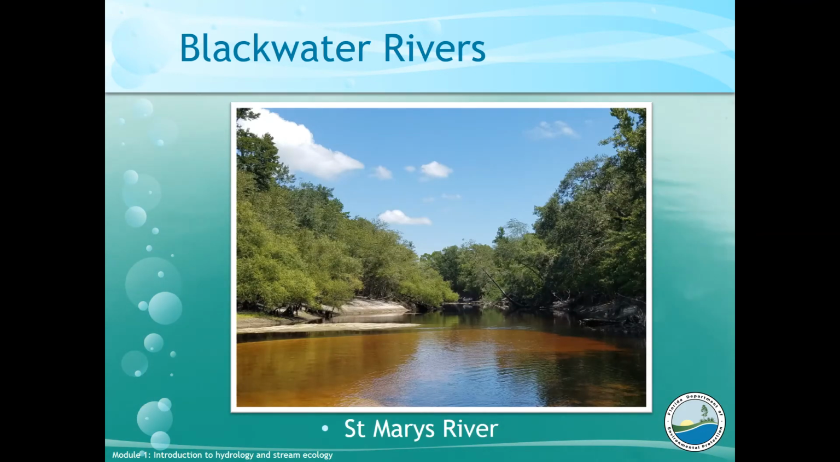Blackwater streams and rivers typically drain extensive low-lying wetlands. This results in the water being a dark stained color from the decomposing plant materials in the surrounding watershed. These are the most common stream types in the southeastern coastal plains. Examples include the Ocilla, Sopchoppy, St. Marys, and Peace rivers. In this photograph of the St. Marys River, you can see that the water is clear, but it has a dark color to it from those tannins leaching out from the surrounding wetlands.